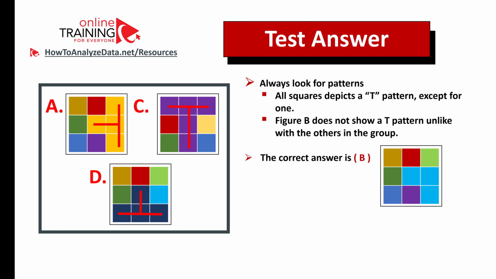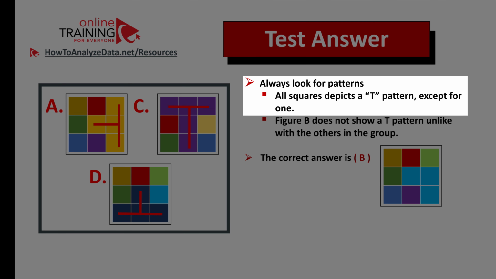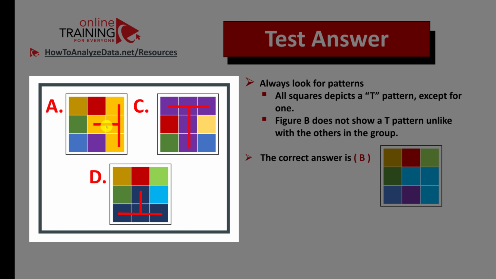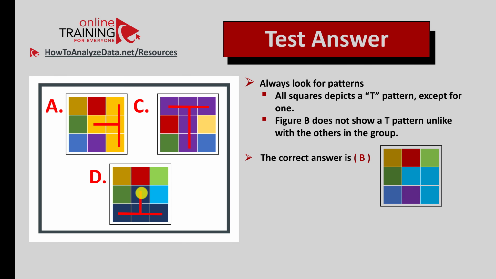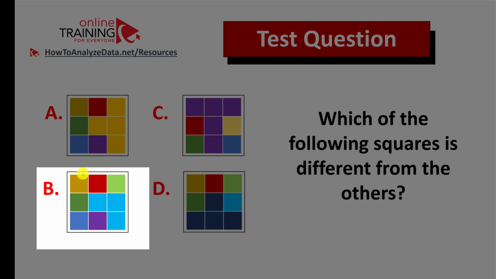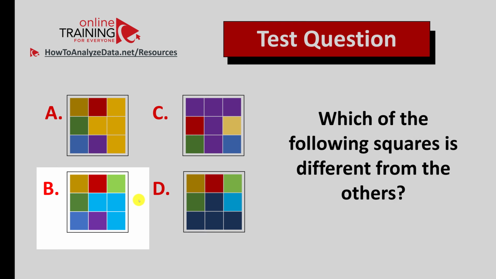My recommendation to you is always look for patterns. All squares here depict a T pattern, except for one. You see that the square A has yellow T pattern, square C has purple T pattern, and square D has dark blue T pattern. If we look back, square B does not have any T patterns. So this square is substantially different from the others.